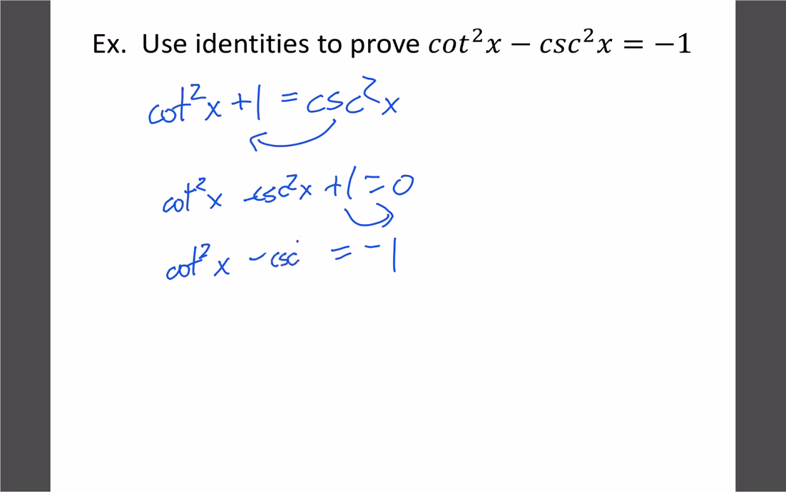There's other options. You could try switching things to tans and so on. There's lots of different choices for this one. So I would say that's the easiest way. Just rearrange that simple equation and you're done.